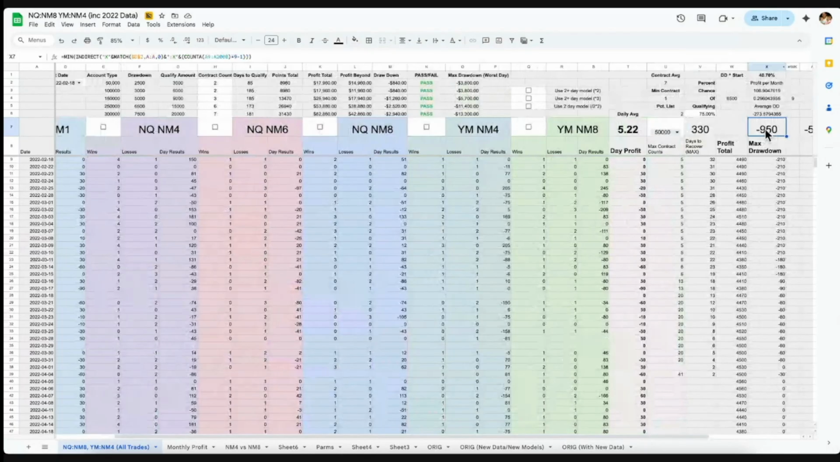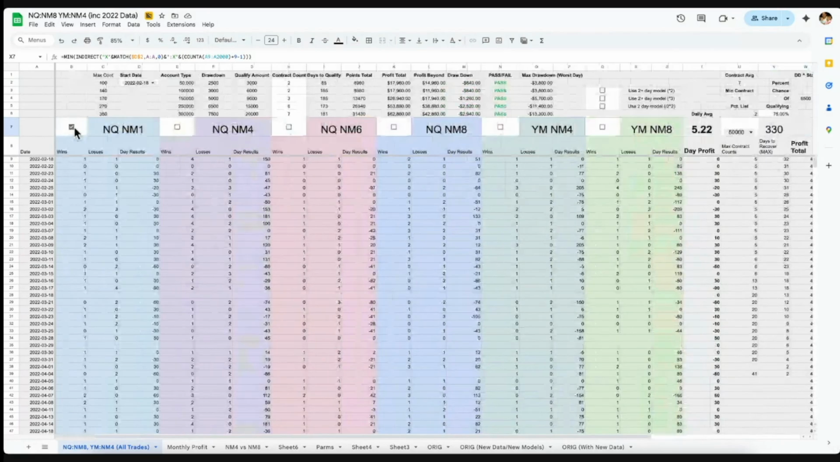And it tells you the max drawdown. Now, this is not the max drawdown over all the days. What this tells you is the max drawdown for the worst day. So this is the NM1 model. Remember, this is the one that I just sort of put the numbers up and saw that it made money, and then I called it golden.